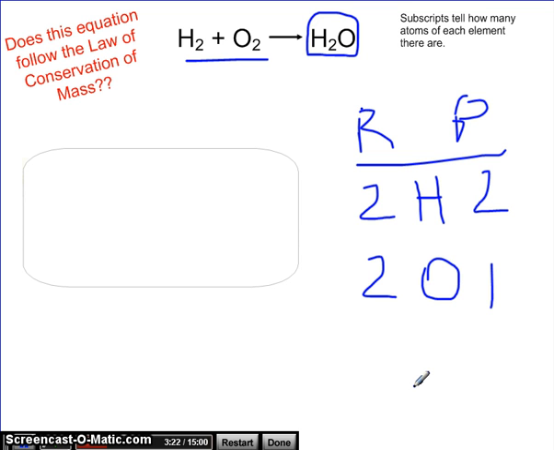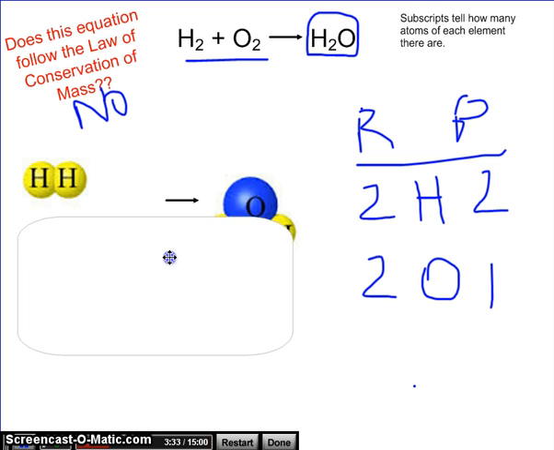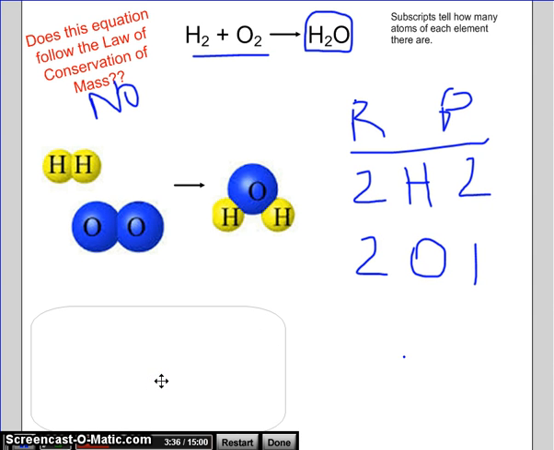So if you're looking at this, it's quite evident that we do not follow the law of conservation of mass because we don't have the same number of atoms. If we were to look at a picture of this, we could say it would be like this. So we have our hydrogen here, our oxygen here, and then our water as our product. And if you notice, one of the oxygens just disappears. Well, according to the law of conservation of mass, that can't happen. It can't just disappear. So now we have to figure out how we can balance this equation so that we have the same number of oxygens on the reactant side and the product side.